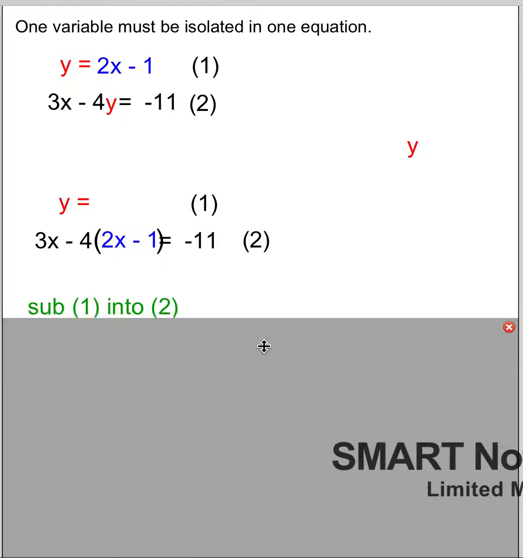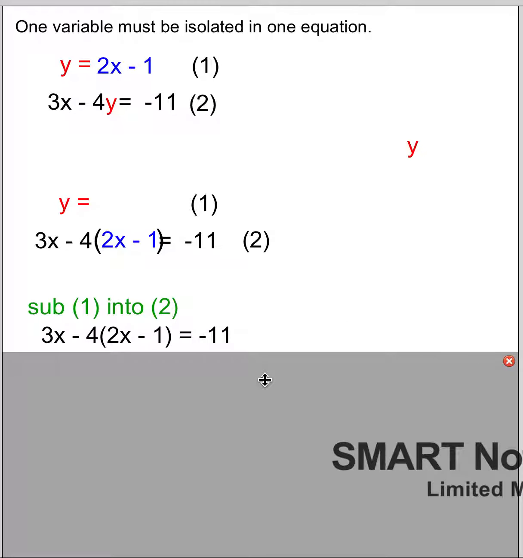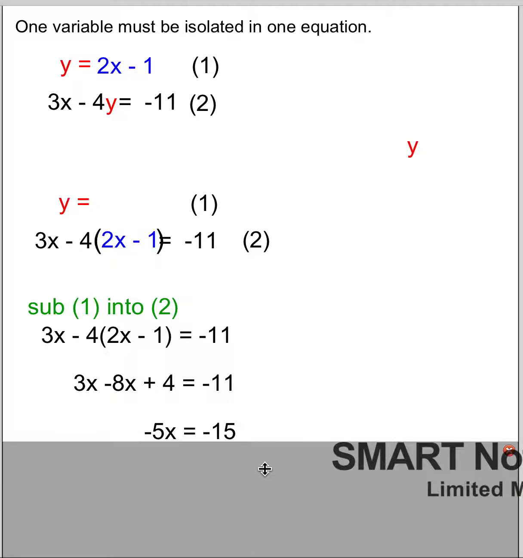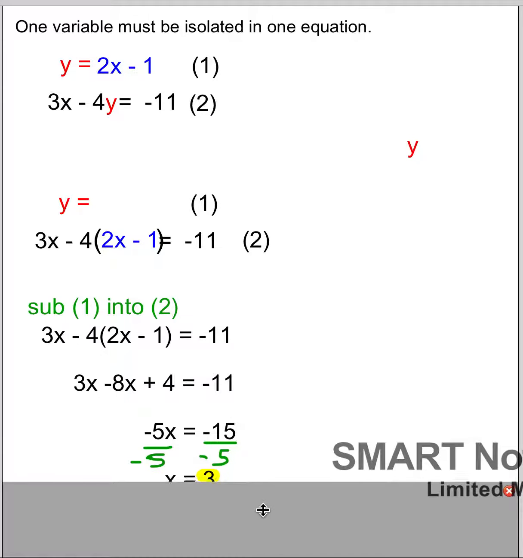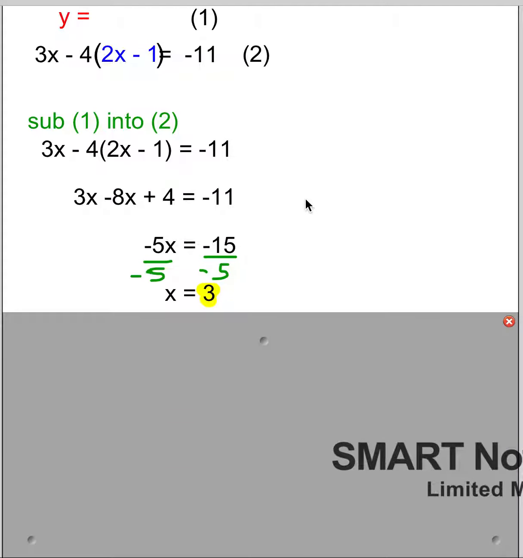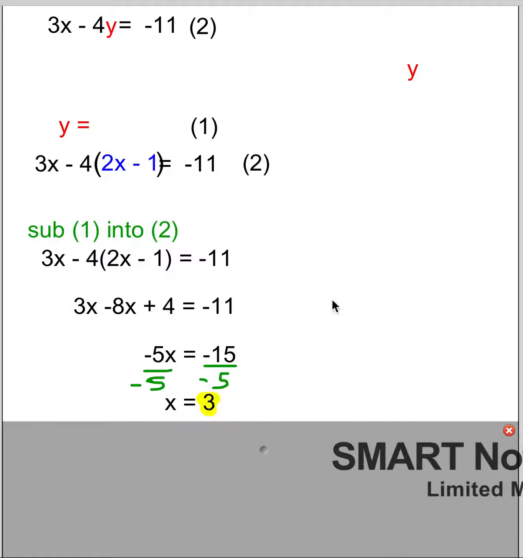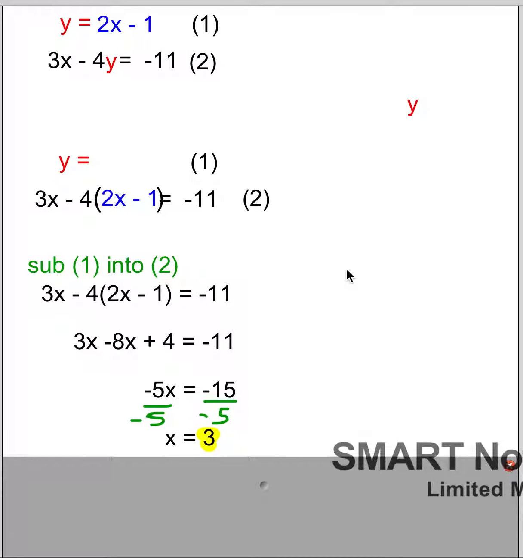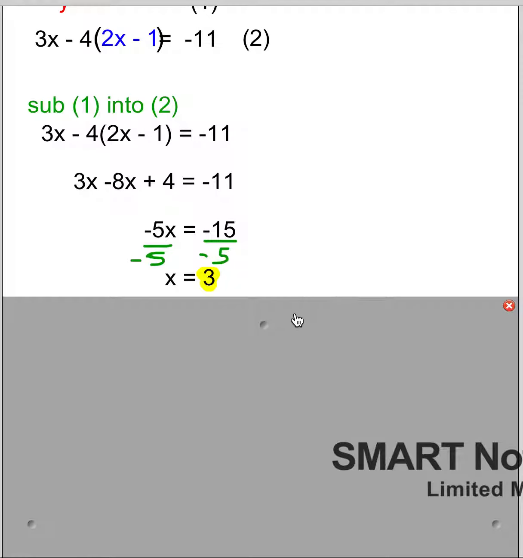We expand the bracket. Becomes negative 8x plus 4. Then we collect our x's on the left side and our numbers on the right side. Then we divide both sides by negative 5 and you get x equals 3. That gives us the x coordinate of the intersection, so now we need to put that x value into one of those two equations, 1 or 2, to find what the y value is when x is 3.